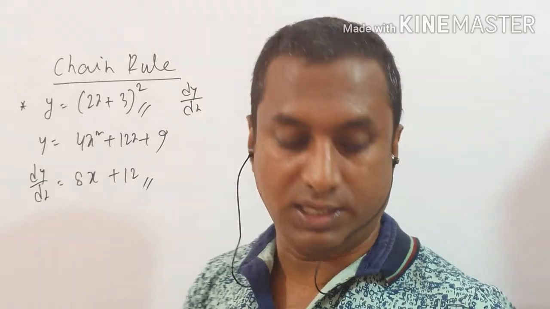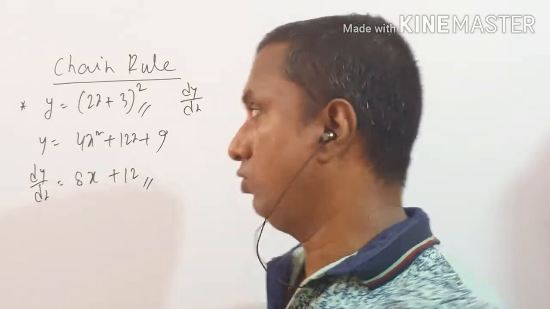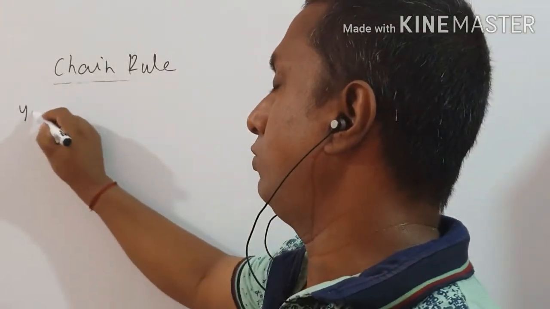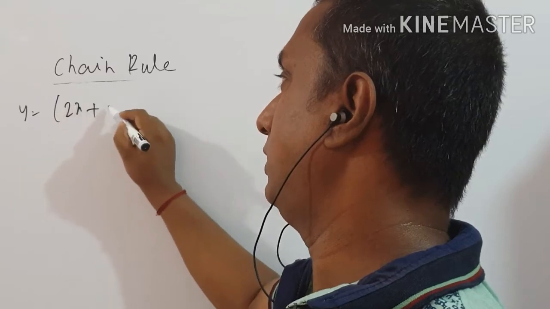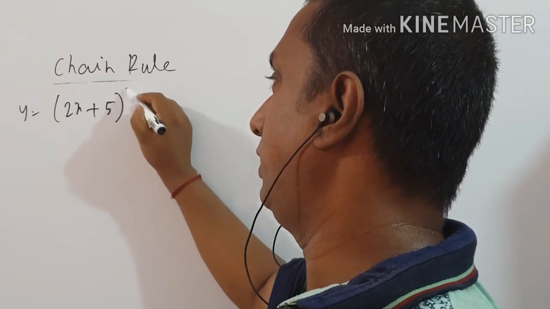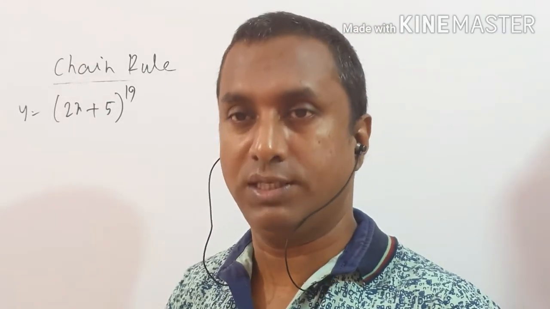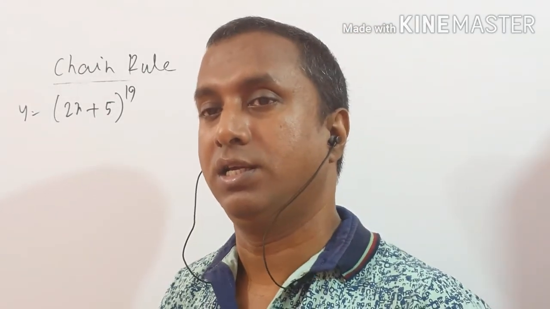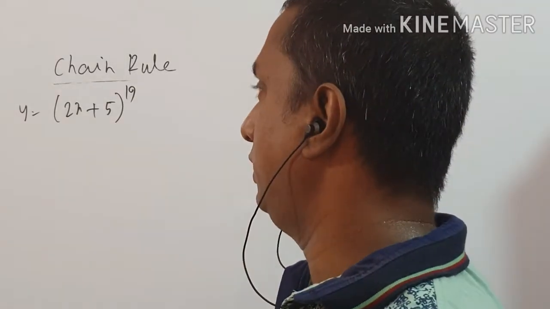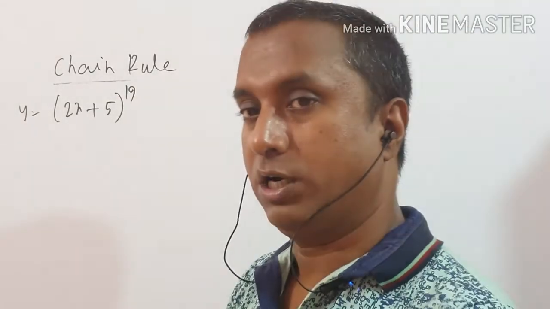Now the question is, if the power is higher than these two, suppose y equals (2x plus 5) to the power 19. Now is it possible to expand using binomial expansion? Obviously possible, but it's a lengthy process. So there is a shortcut way to solve this. So we will today follow that shortcut way.